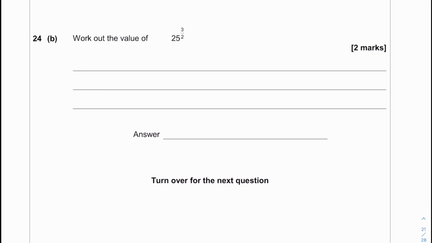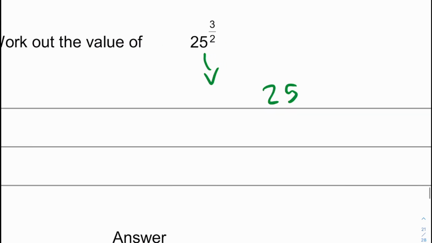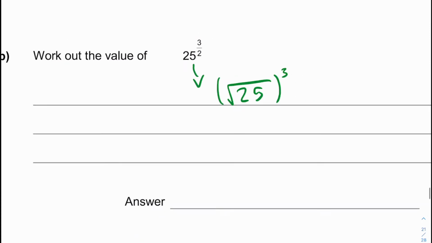Question 24, part B, we need to work out the value of 25 to the power of 3 over 2. What we can do here is rewrite this to make it a bit easier for ourselves. The base 25 stays the same, and then the 2 on the bottom of the fraction is the same as a square root sign, and the 3 on the top of the fraction is the same as a cube. So we cube the entire expression.